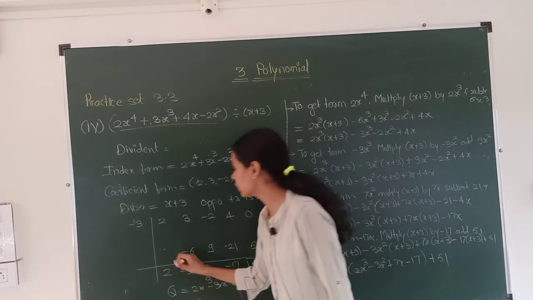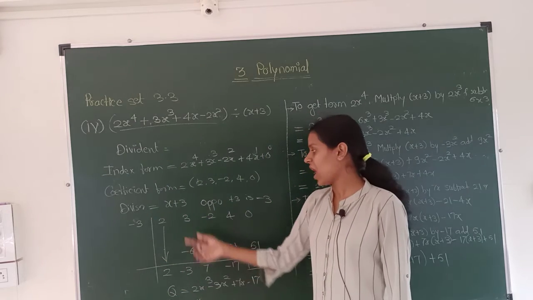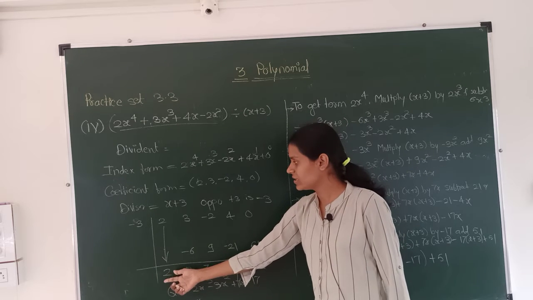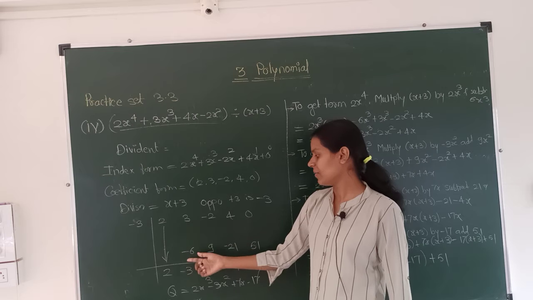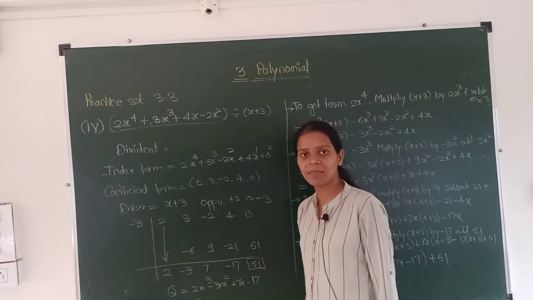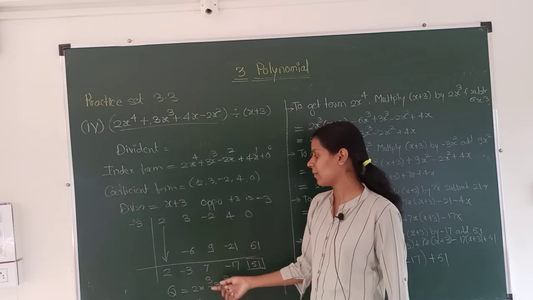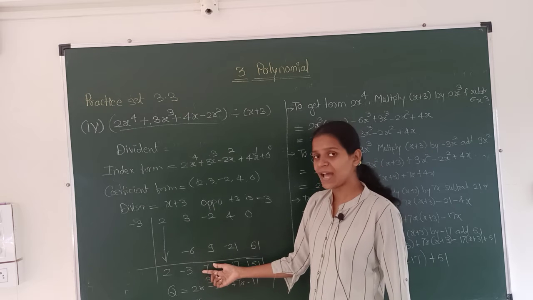Now we will copy the first coefficient 2 as it is in the third row. We have copied the first coefficient 2 as it is in the third row. Now this 2 into this minus 3: minus 3 into 2 is minus 6. 3 minus 6 is minus 3. Now this minus 3 into this minus 3: minus 3 into minus 3 is 9. Minus 2 plus 9 is 7.